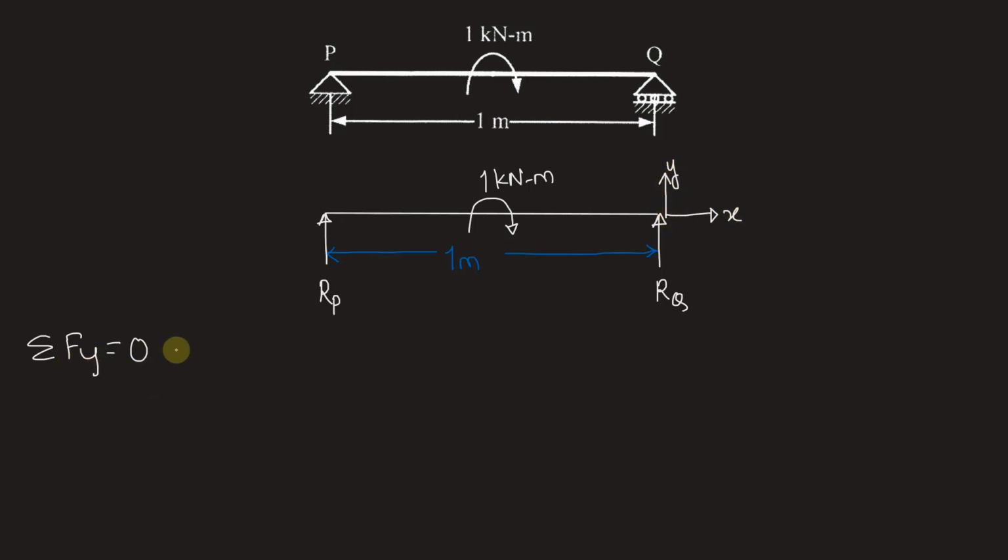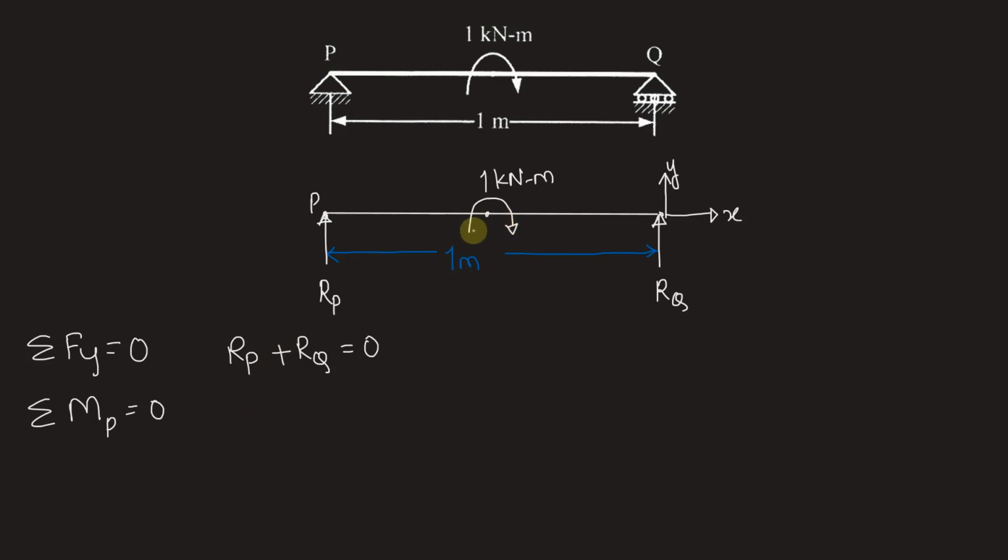So Fy equal to 0 indicates Rp plus Rq equal to 0. Only the forces are going to come into picture here. Moment will not be added. Now the second equilibrium equation is summation of moment about point P. We'll take moment about point P equal to 0. We can take any point, but we'll take point P as the distance from point P for each of the forces and moments is known here.